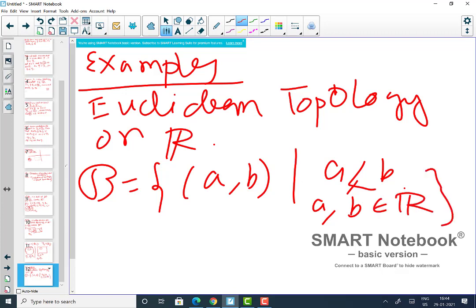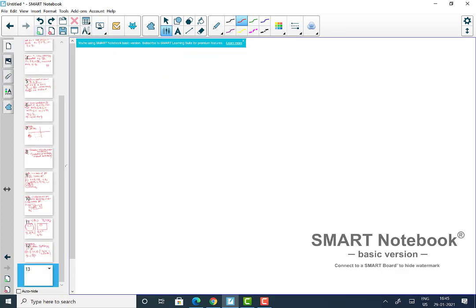And actually there is something called order topology. Maybe if I have time, I can discuss it. Let me discuss it now. So what is an order topology? Then you can see that this actually forms an order topology. The topology tau generated by this is called the Euclidean topology or the standard topology. It's also an order topology. So let me define here what we mean by order topology. Then you will understand.